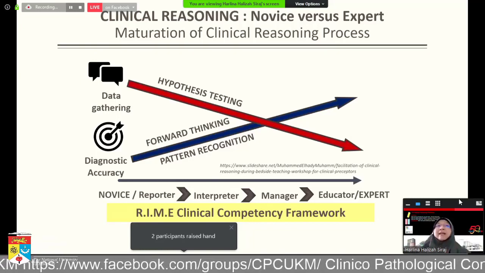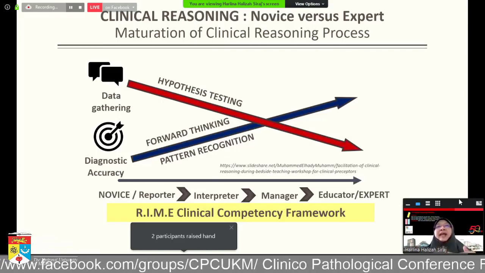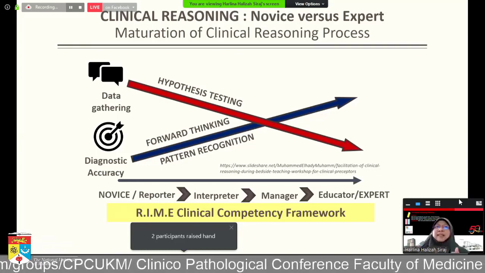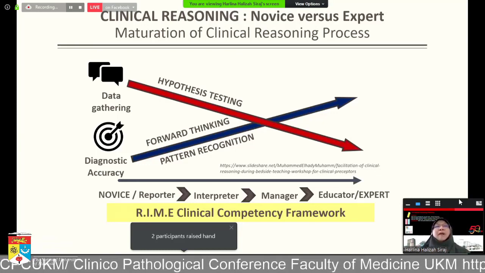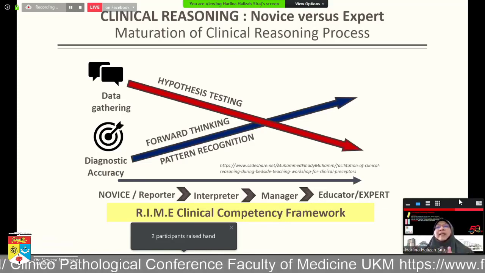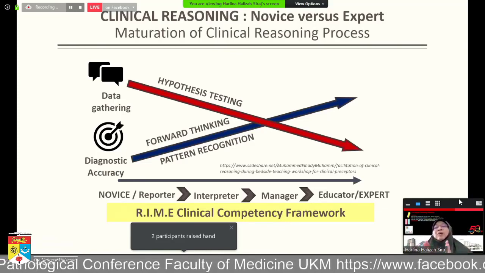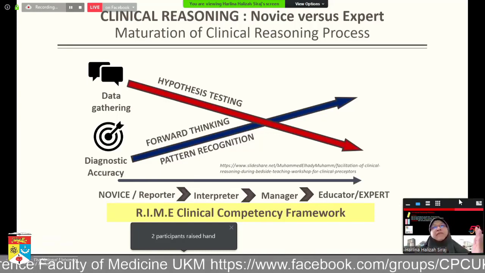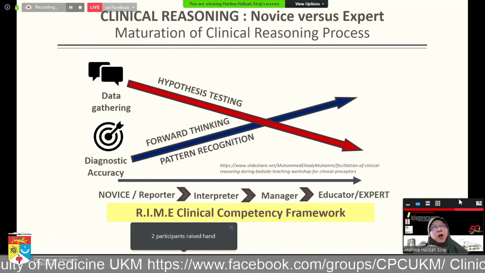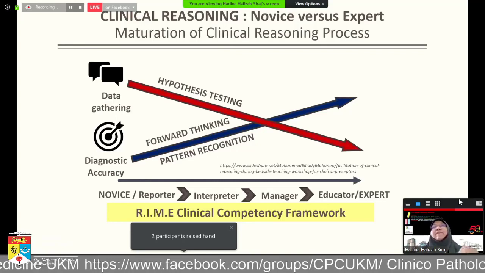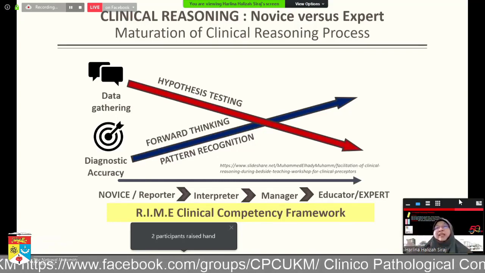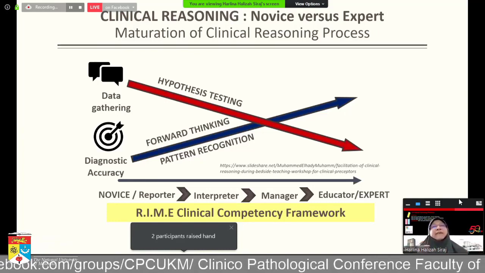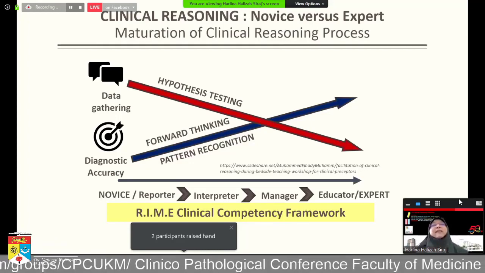So they will be just gathering data, just like a reporter, and then they will start to interpret that. That is actually the next step. And this is when they start to understand that certain diseases have certain illness scripts, and they would start to recognize patterns, and then they will cross over when they become competent enough to manage the patient, making a right diagnosis, a good one, and a list of differential diagnoses, and finally deciding what to do with all those data. And finally, I hope we are at the end of the E, which is educator or expert. At this point of time, our data gathering becomes very targeted, and of course, we have better diagnostic accuracy.